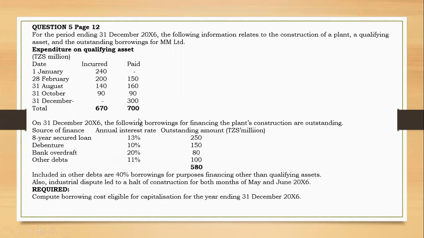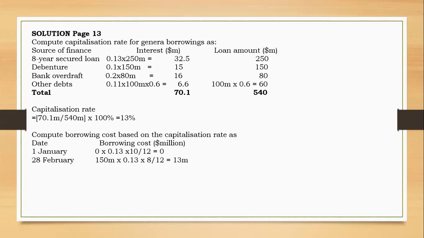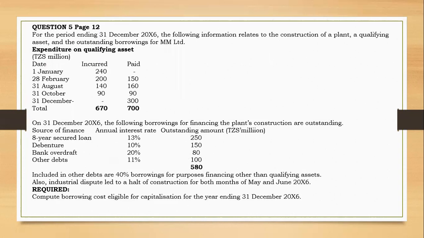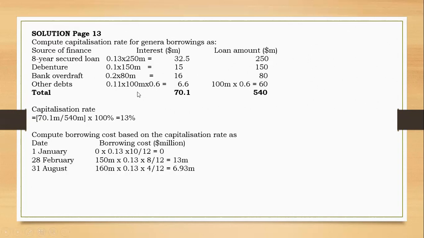Then you proceed. 31st August, amount paid is 160. It is paid for 4 months from 31st August to 31st December. So just come here and you have it. 160 million, 0.13 capitalization rate times 4 over 12. And then you proceed with the question. 31st October stayed for 2 months and 90 million was paid. So I'll repeat the same thing here. 90 million times 0.13 times 2 over 12, you have 1.95.